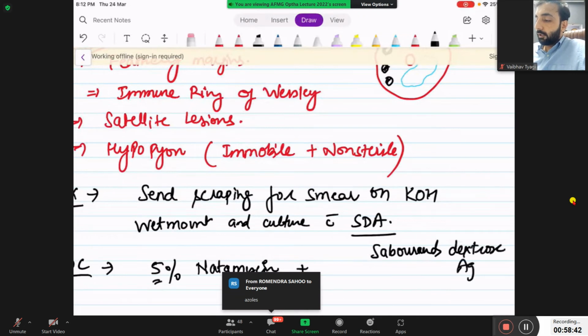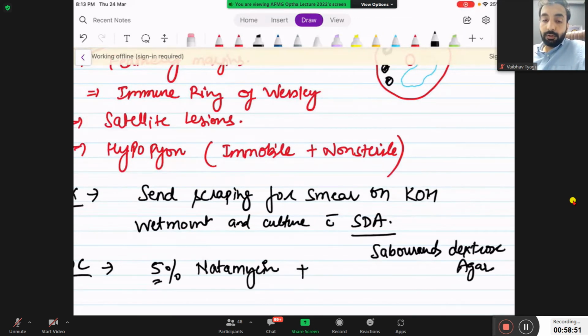Sabouraud dextrose agar. Acyclovir is antiviral, so there is no point of giving antiviral in an antifungal ulcer. Azoles, no. As I have told you, the patient is complaining of severe pain, and if you don't give cycloplegics, pain will not be relieved, right? And the patient will be unhappy.